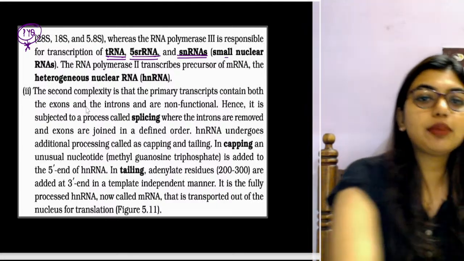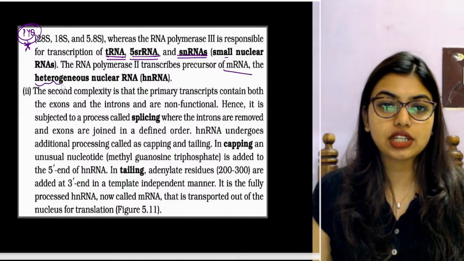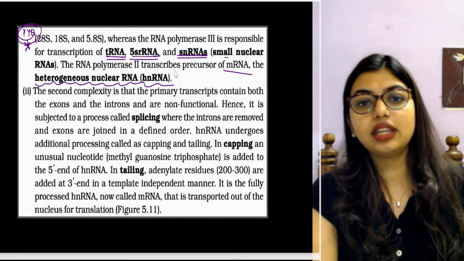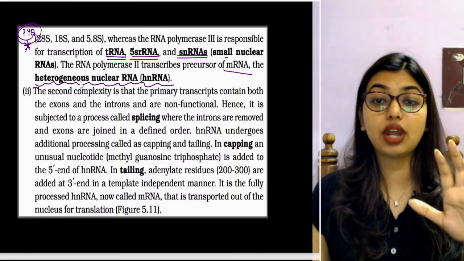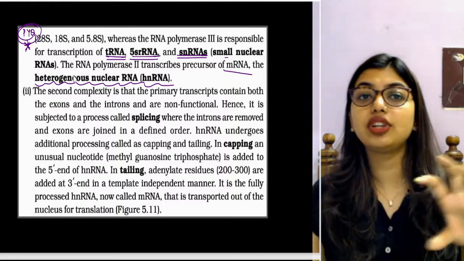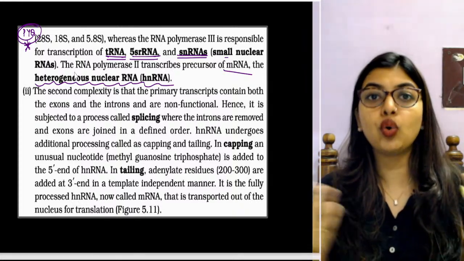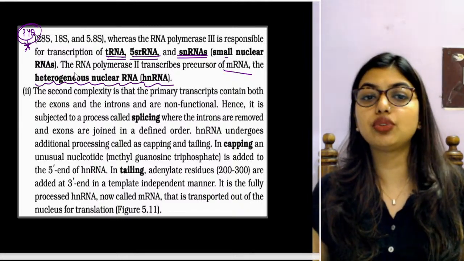Now RNA polymerase 2 transcribes the precursors of mRNA, the heterogeneous nuclear RNA, that is hnRNA. I told you this yesterday in class, and I mentioned that exons and introns will be there. So it is going to be a mix. It's not a homogeneous mixture, it's a heterogeneous mixture, so it is called heterogeneous nuclear RNA.